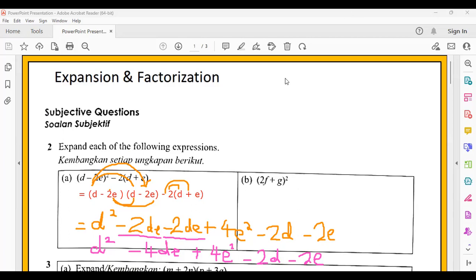Now, why do we have so many terms? None of these terms are literally the same. d squared is not the same as d. So you cannot combine. The only terms you could combine here were these, minus 2de and minus 2de. That is why it became minus 4de. And then the 4e squared, there are no friends for it to combine with. It's not the same as 2e. So you just copy it back. Minus 2d, there is no d alone, so copy it back. Minus 2e, there is no e alone, so copy it back.